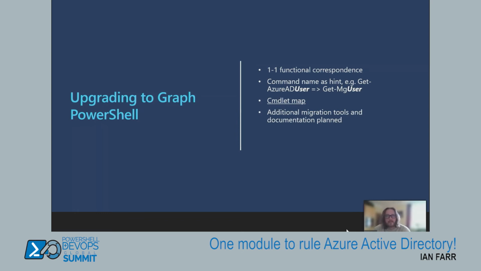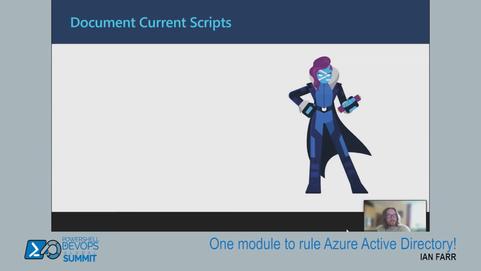As mentioned, I'm going to work on additional migration tools and documentation, or we are as a team, and then use that notion of the toolkit. So that find-MgGraphPermission, find-MgGraphCommand specifically, to actually locate and call the MS Graph directly as well. So what does a migration process potentially look like? Well, here's some thoughts I put together.